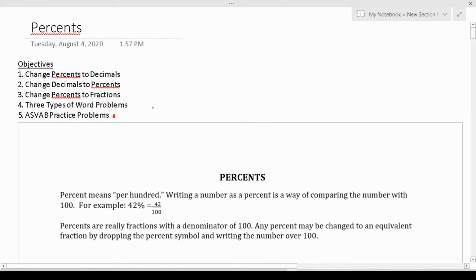In the description of this video, there's going to be timestamps that correspond to these objectives. So if for some reason you're only interested in working on practice problems, by all means go ahead and skip to that section of this video. So all those things finally being said, let's go ahead and get started with today's video.